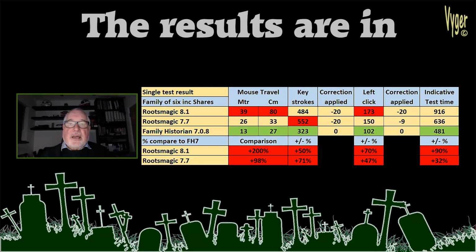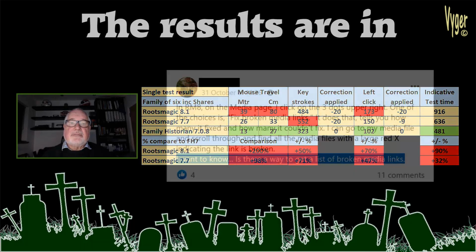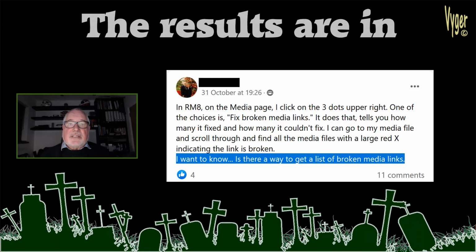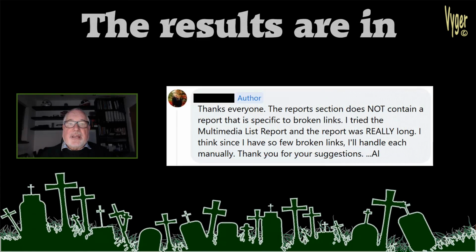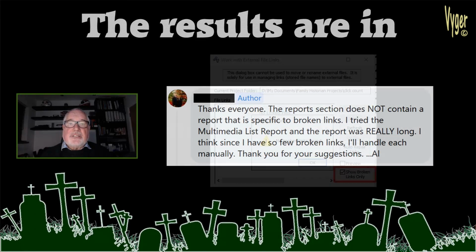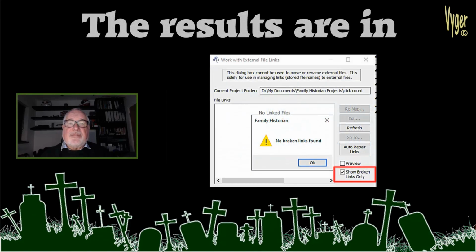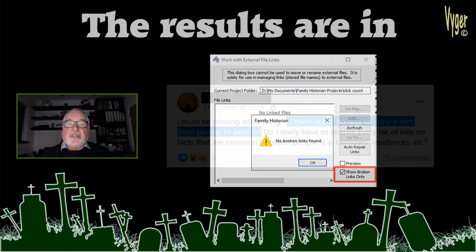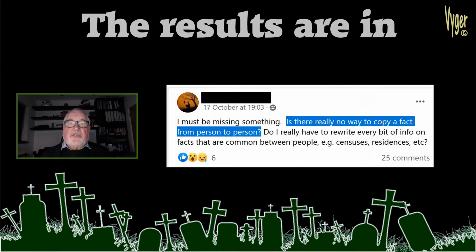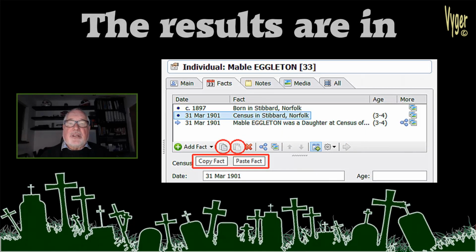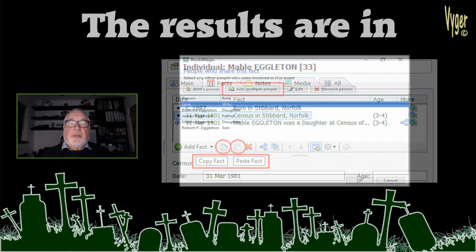With Rootsmagic now asking users to accept an additional click to see the place details when compared to Rootsmagic 7, suggesting the saving of files for resolving broken links in a third-party application when Rootsmagic already has identified the broken links. You can see Family Historian has got that same feature, so why doesn't Rootsmagic? Refusing the wish list to include a facility to copy and paste facts after more than 10 years of asking, you can see that Family Historian already has that feature.